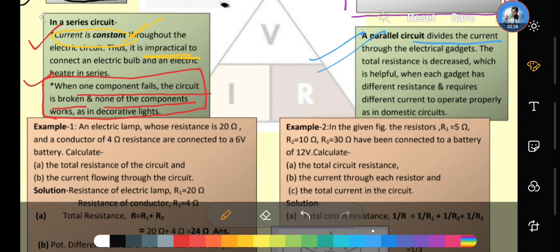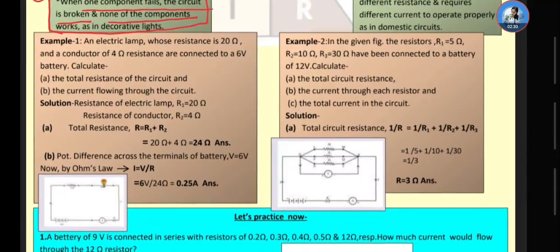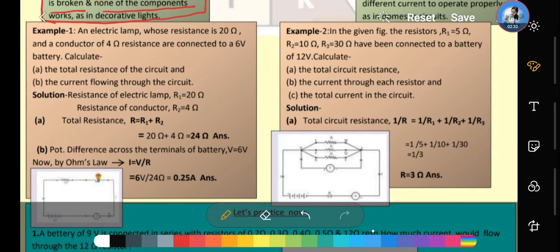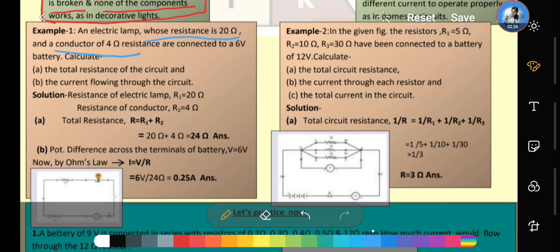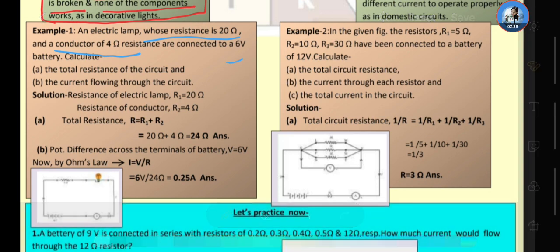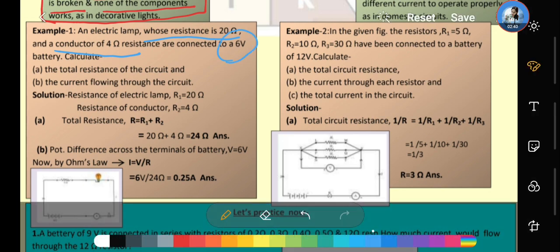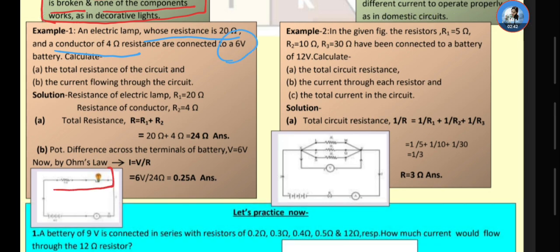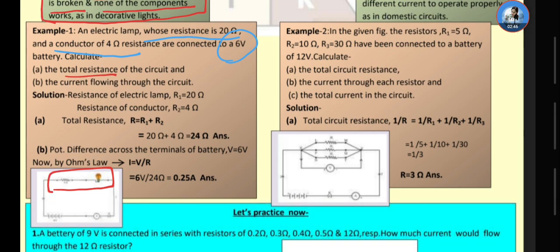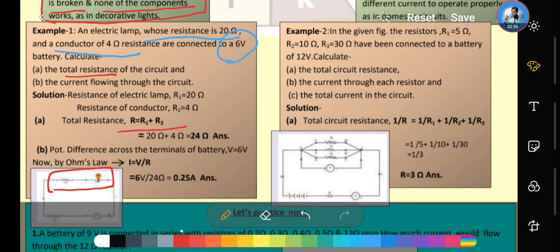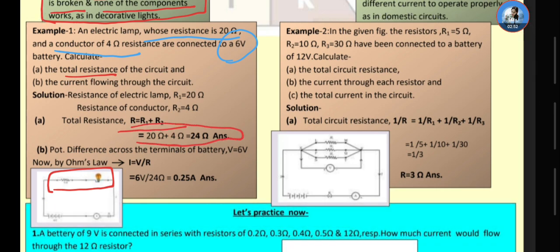Let's move to some examples, students. First example, you have an electric lamp whose resistance is 20 ohm and a conductor wire of 4 ohm connected with a battery of 6 volt. In the diagram you can see both resistances are in series. So we have to calculate the total resistance. What is the formula of series? R1 plus R2, that is 20 plus 4, 24 ohm.